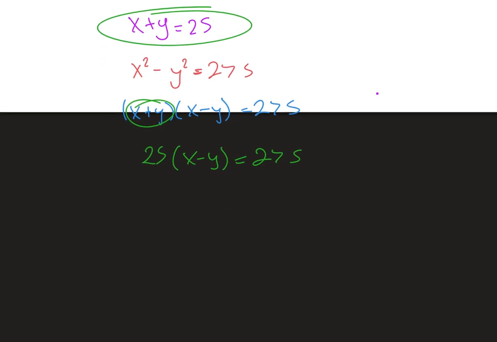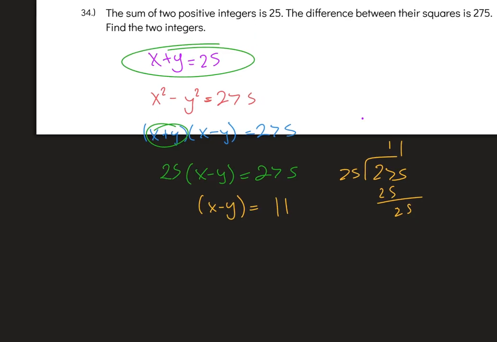Well, I can divide both sides by 25 and get x minus y equals, let's see, 11, right? Hang on, is that right? 275 divided by 25, yeah, it's 11. So here's what just happened. x plus y is 25. x minus y is 11.